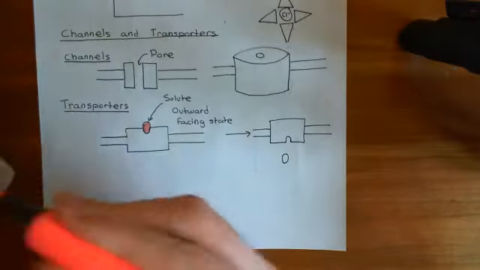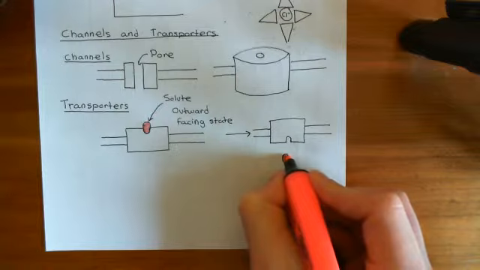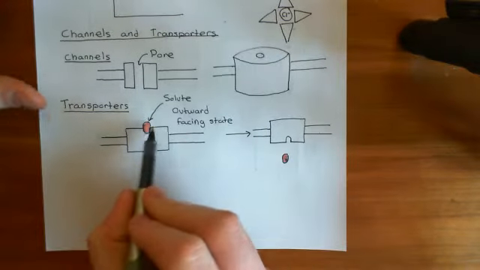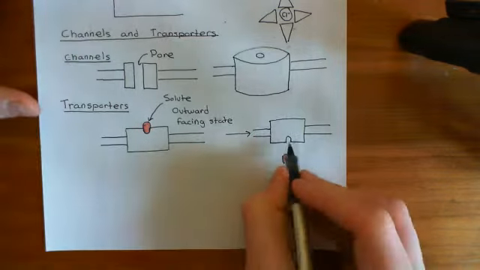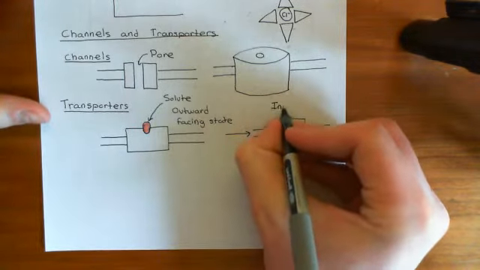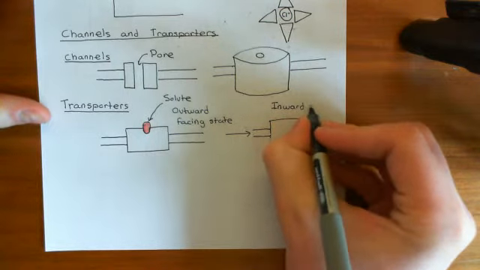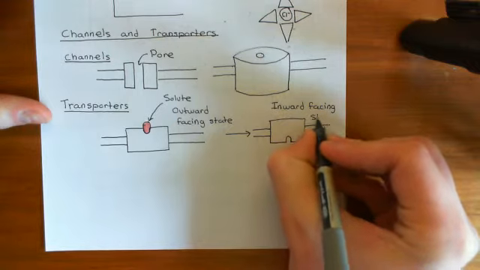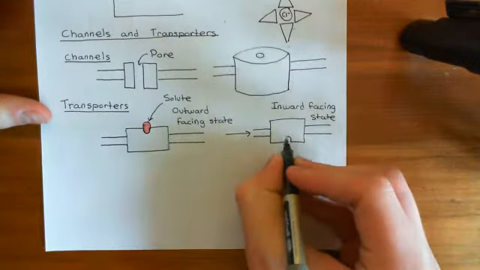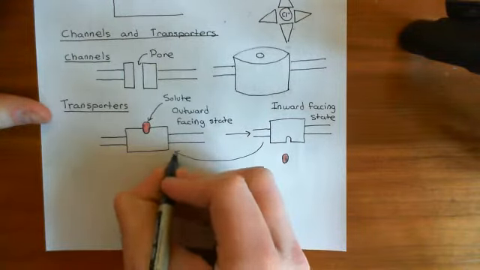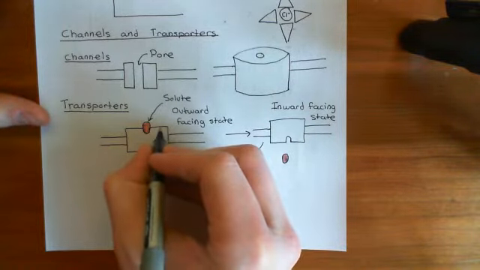So this is a key concept, that the solute molecule will have a high affinity for binding to the outward facing state, and then it will have a low affinity for binding to the inward facing state, and will therefore be released once the transporter goes into the inward facing state. And then, once the molecule has been released, the transporter will change back to its original conformation, and it can then bind a solute molecule again.